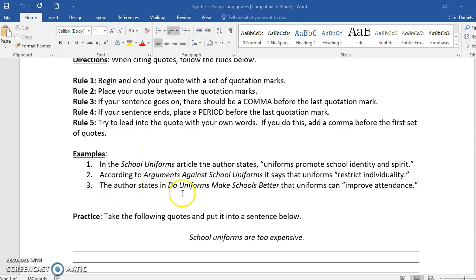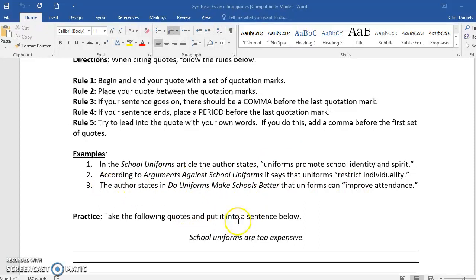How about the second one? According to arguments against school uniforms, it says that "uniforms restrict individuality." Or the last one here. The author states, and do uniforms make schools better? That "uniforms can improve attendance." Okay, so what I've done here is I've used quotes from all these articles and I've led into them with my own words there.